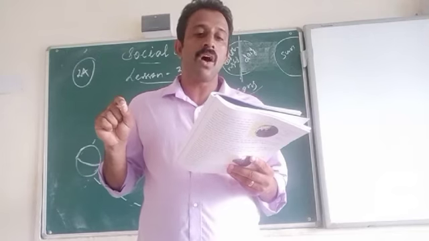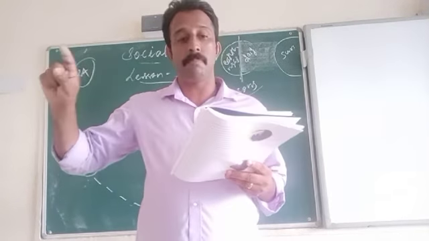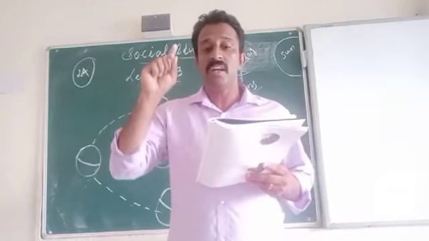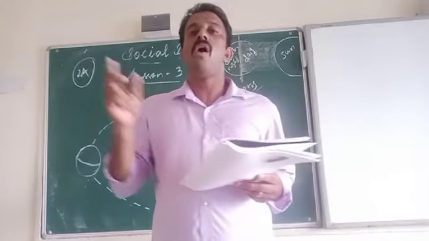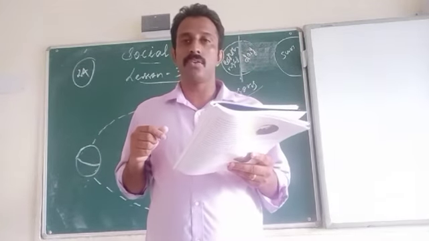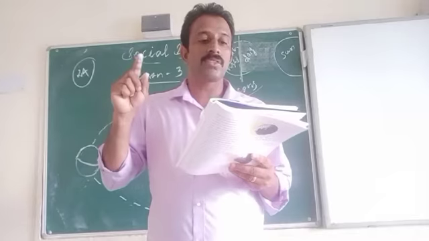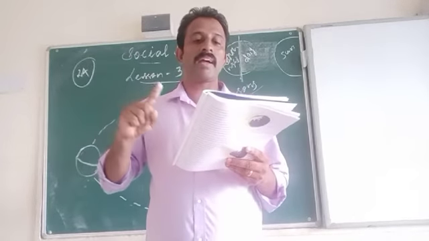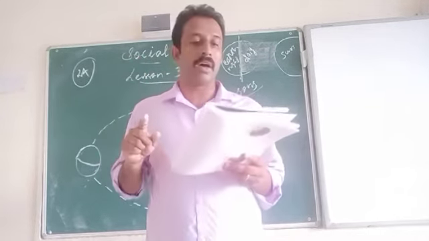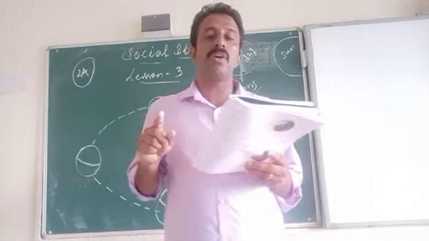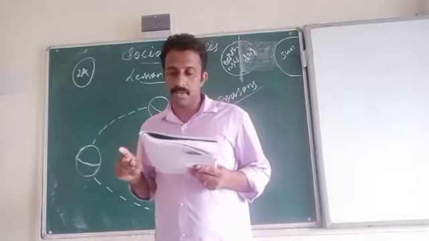The path on which the earth moves is called the orbit. This path is not circular but egg-shaped, or elliptical. Clear, all of you?